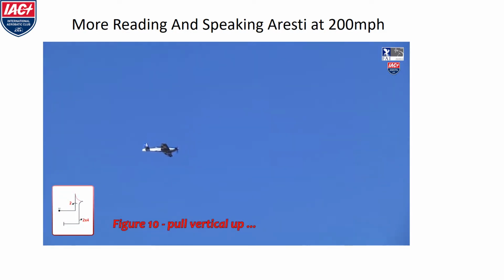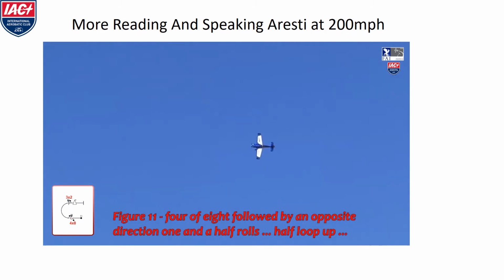End figure. Figure 10, pull vertical up, 2-point roll in the up, canopy down, tail slide. Two of 4 on the down, pull level, end figure. Figure 11, 4 of 8 followed by an opposite direction, 1.5 rolls, half loop up.